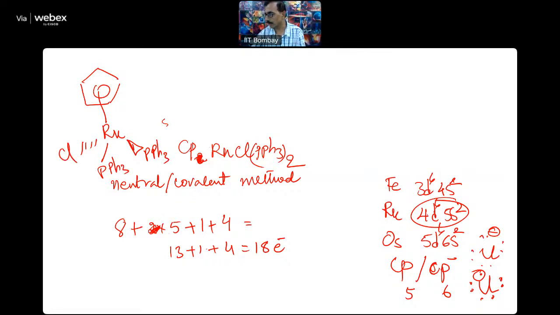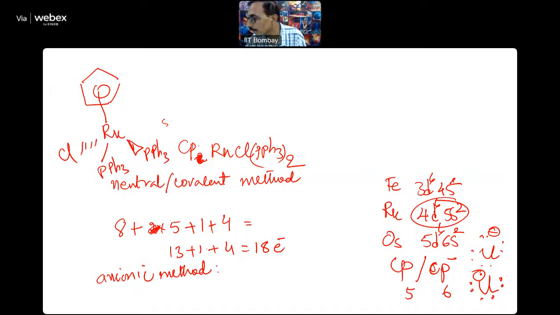Cl. Okay, so this is the covalent method. So 8 electrons there. Now look into the anionic method. In the anionic method, you should know the oxidation state of the metal center.